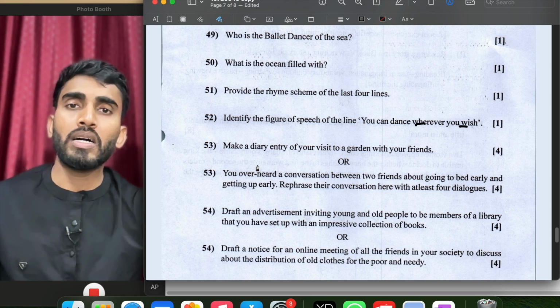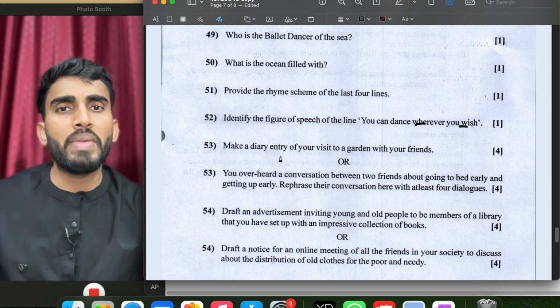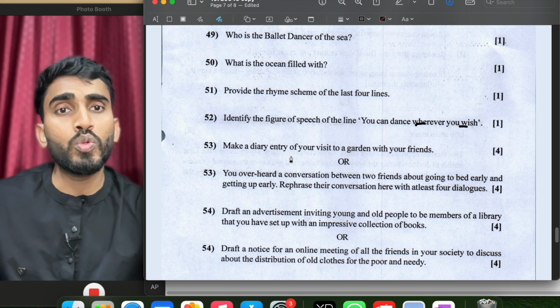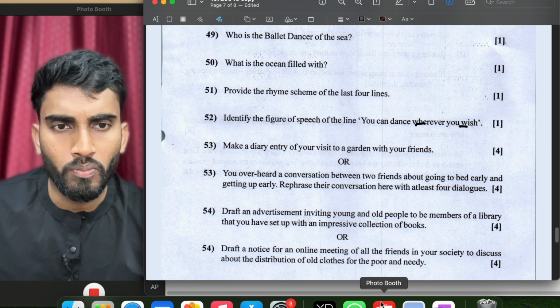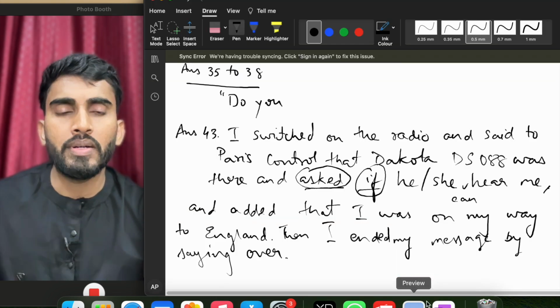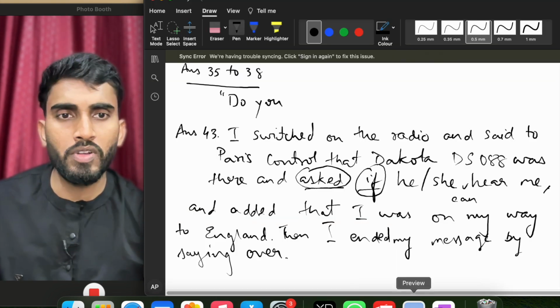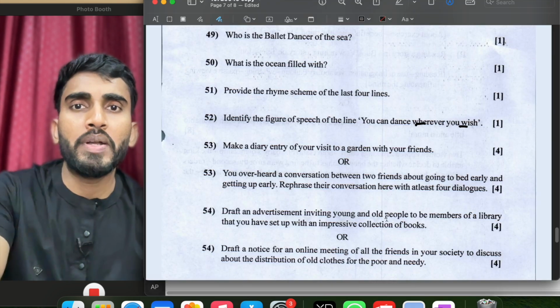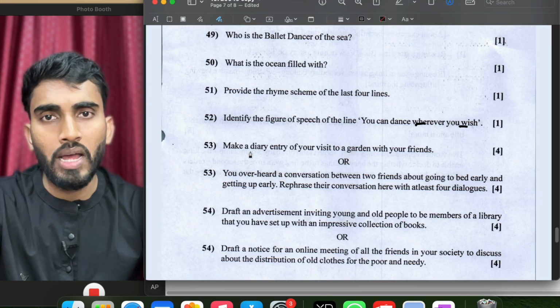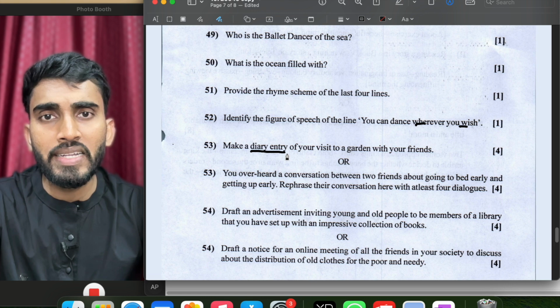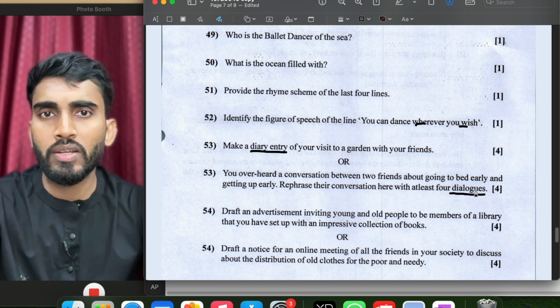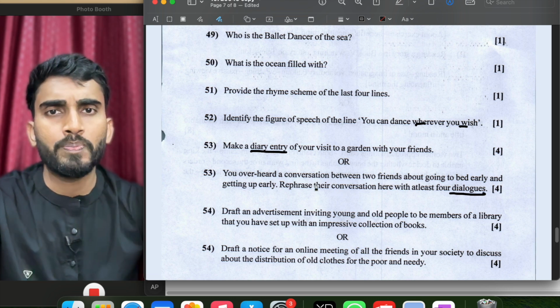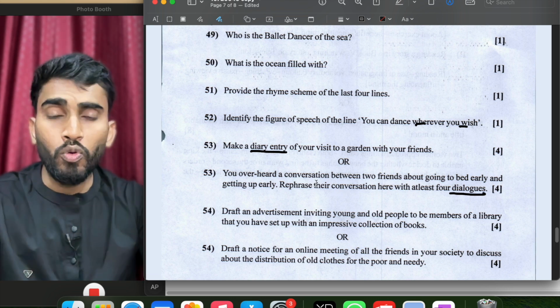Then will come the diary entry. Make a diary entry of your visit to a garden with your friends. You will have an option between two questions. Either you have to write a diary entry or you have to write a dialogue. It's up to you what you find easy.